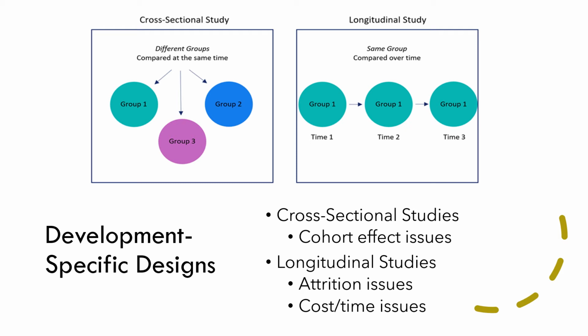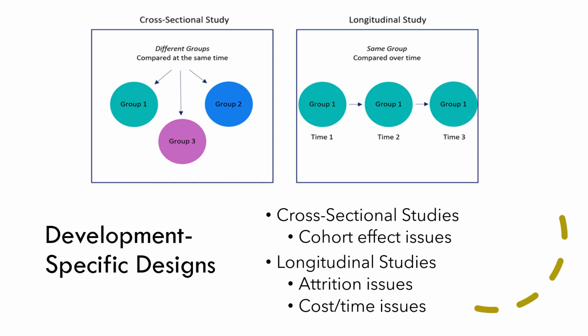So if we find differences between the different groups, the different age groups that we're measuring at the same time, some of the differences we find might be related to age, but they might also just be related to the unique experiences that each age group had at certain points in their life, hence the term cohort effects.